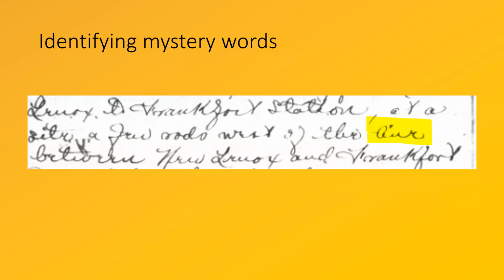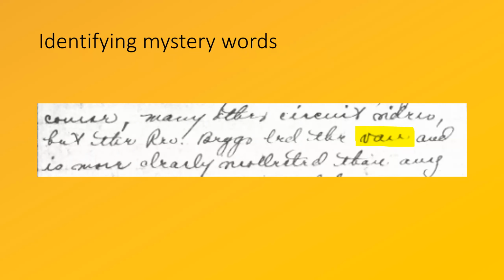After careful examination, I came to the conclusion that what I thought was a capital A and adjacent ink spot was actually an L, whose loop slightly intersected with the adjoining letter I, making this phrase "a few rods west of the line," which makes sense in context.